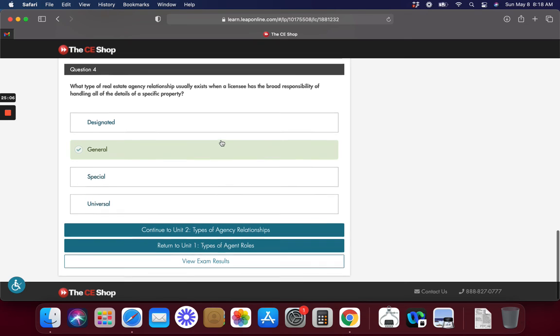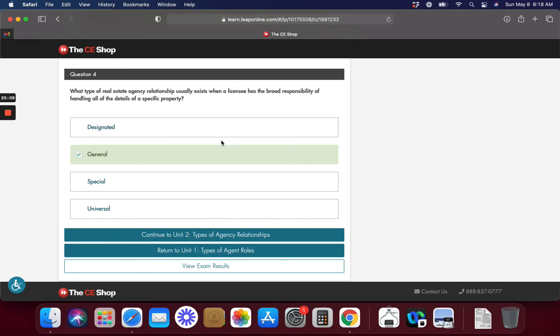Okay, so I'm going to get ready to move on. The next unit is types of agency relationships. If you're coming back and you still need assistance with any of your agency roles and study guides, this would be the deal. Hopefully this helped somebody.